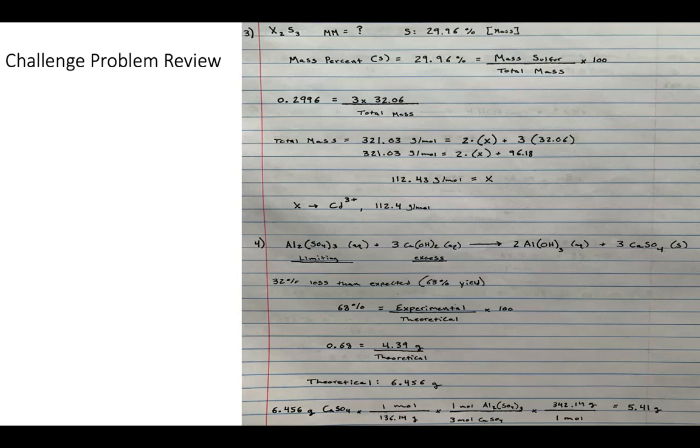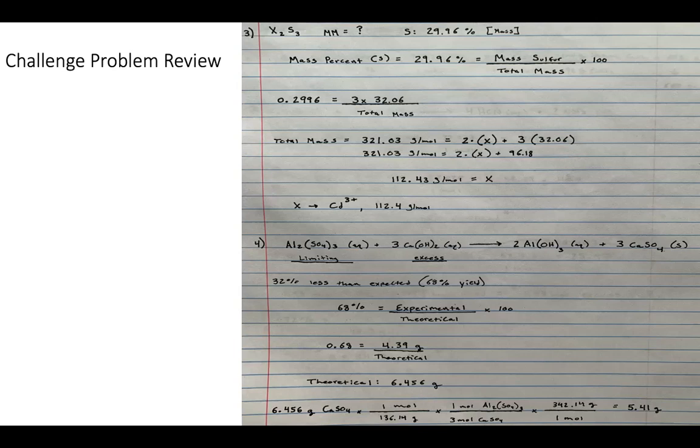And so from this chemical set equation, we can actually find what the total mass of X2S3 is. When we solve for that, it comes out to 321.03 grams per mole, okay? So when we solve for the total mass of this compound, it is 321 grams per mole.